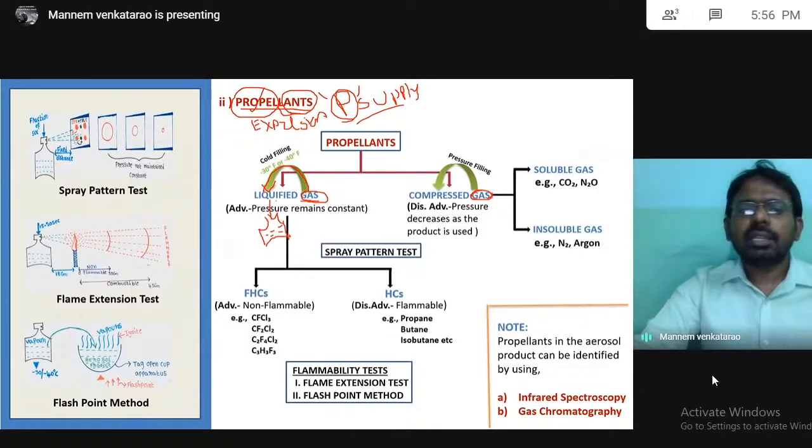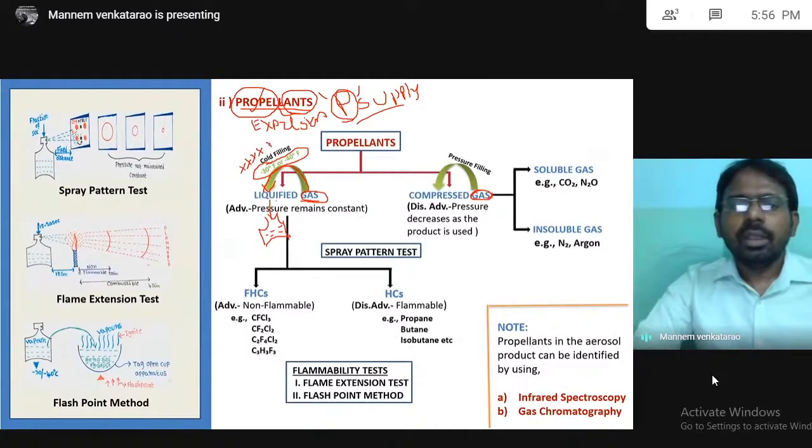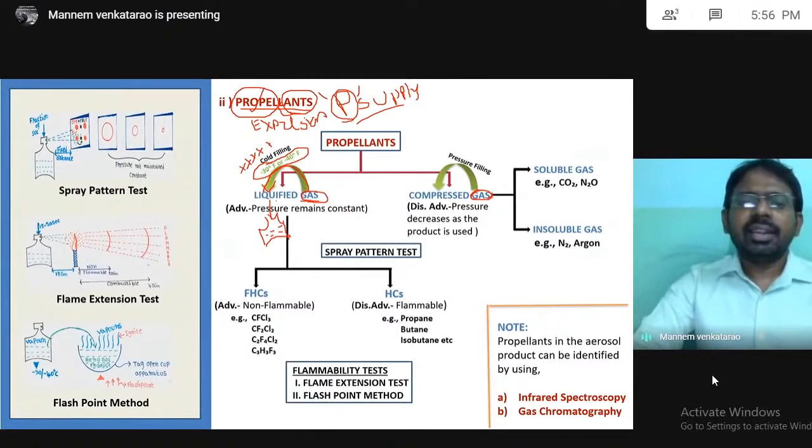At which temperature are the gas propellants completely converted to liquid? That is minus 30 degree Fahrenheit or minus 40 degree Fahrenheit. This is very, very important, a question asked two times in the GPAT examination. Minus 30 degree Fahrenheit or minus 40 degree Fahrenheit. You know why they are indicated in Fahrenheit? Because it is an ancient system. So you can easily remember 30 and 40.